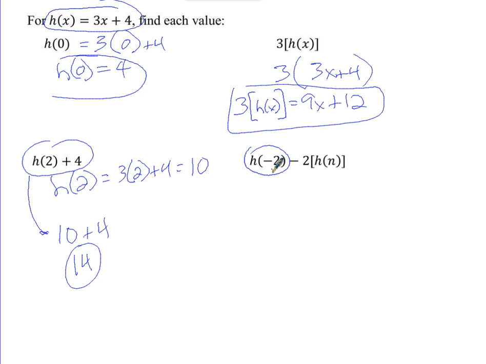What is it? Negative 2 times 3 is negative 6 plus 4 would be negative 2. So this thing right here, h of negative 2, is what? Negative 2. So that's this. Now what should we do?